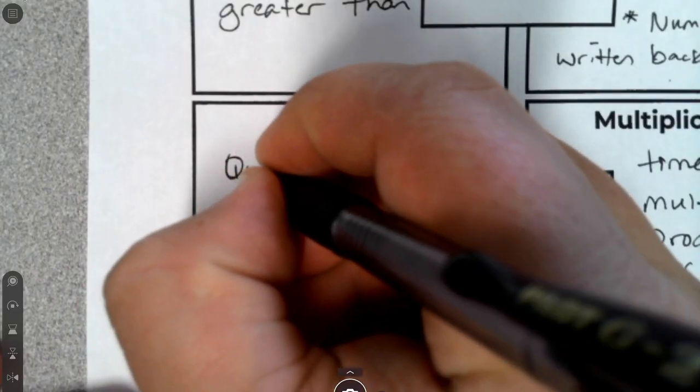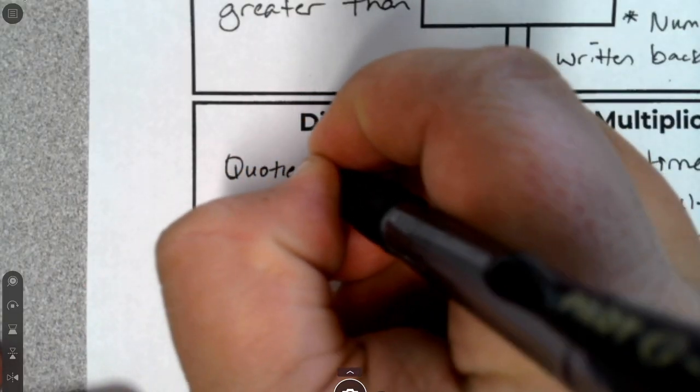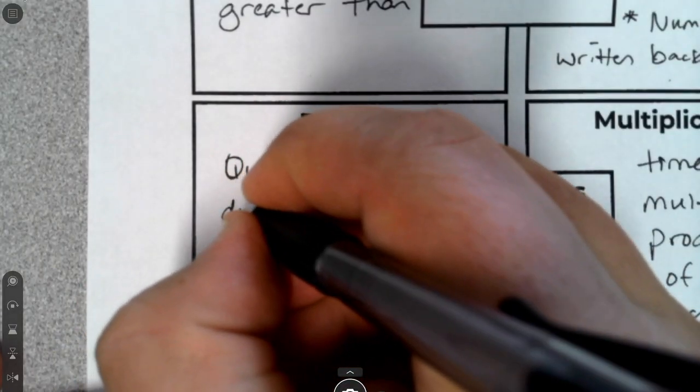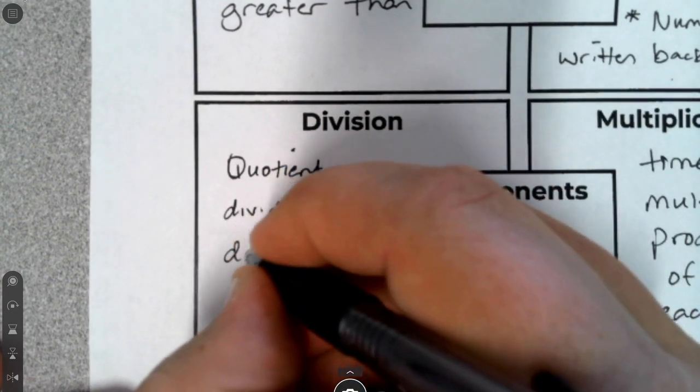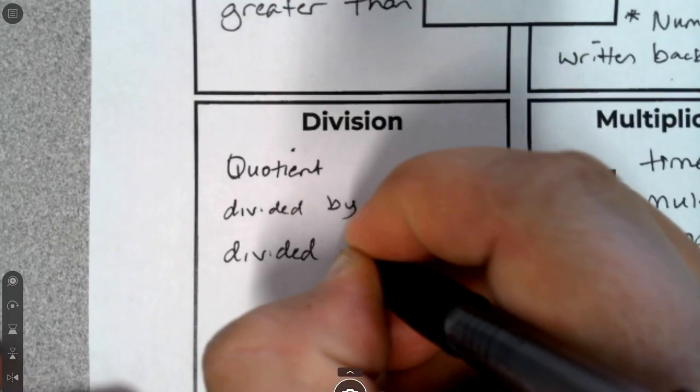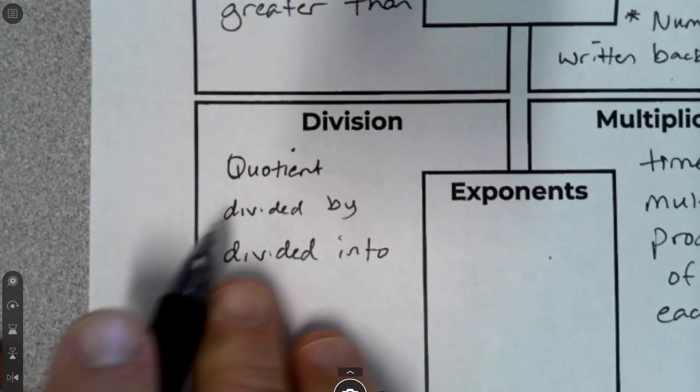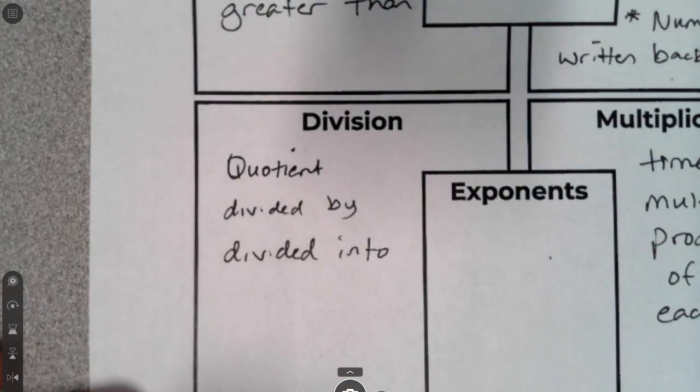Okay, for division, we have quotient, divided by, divided into. So that one's pretty straightforward. As long as you remember the word quotient, these are pretty big red flags that you're dividing.